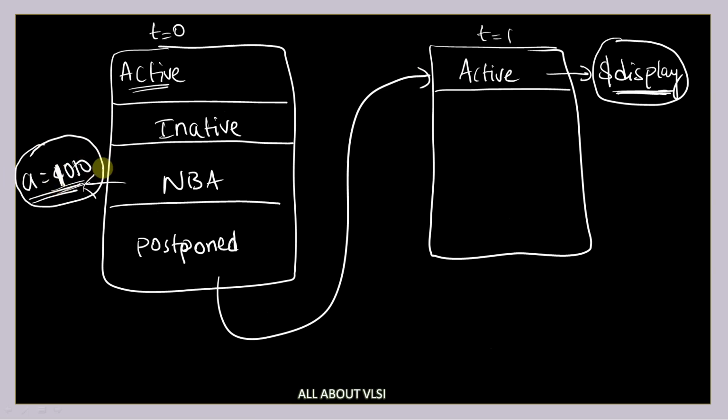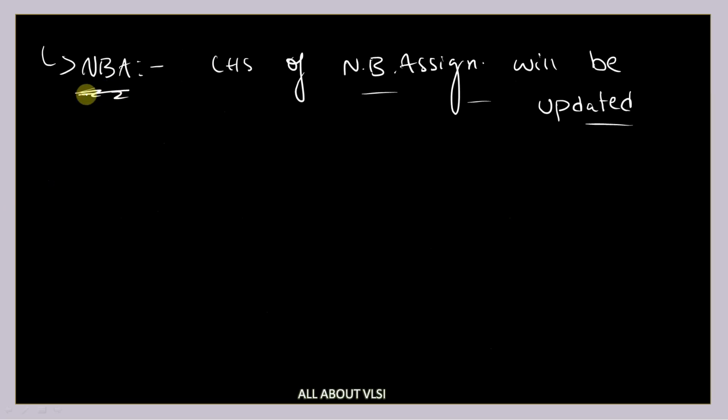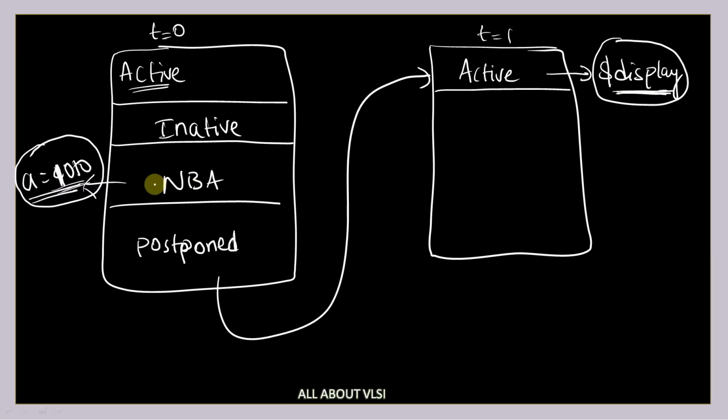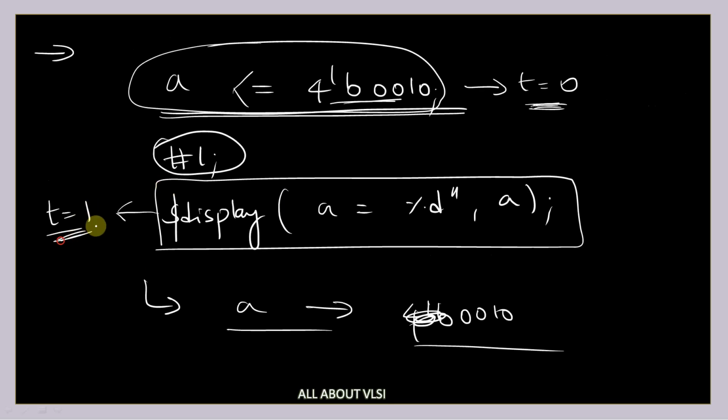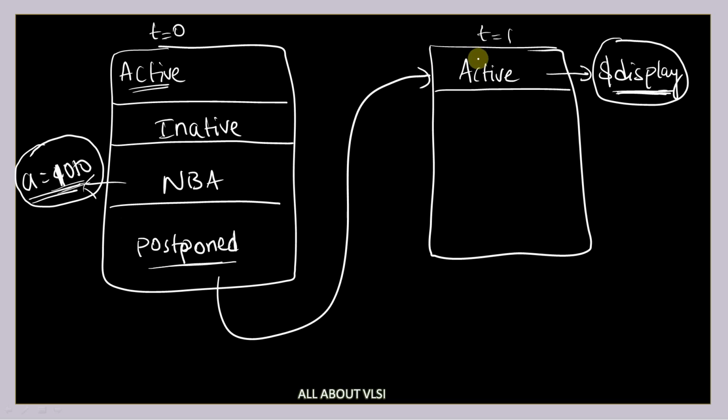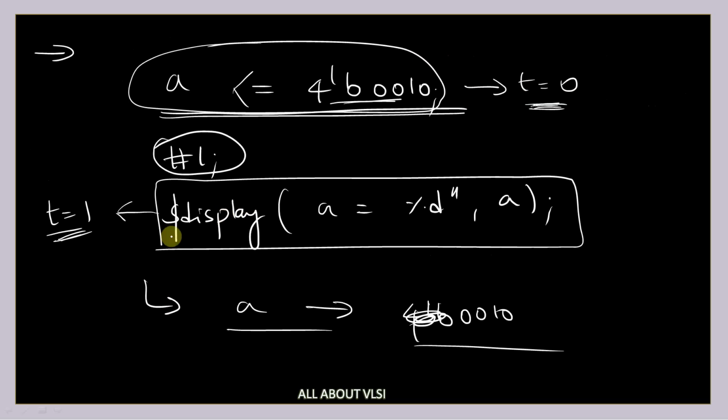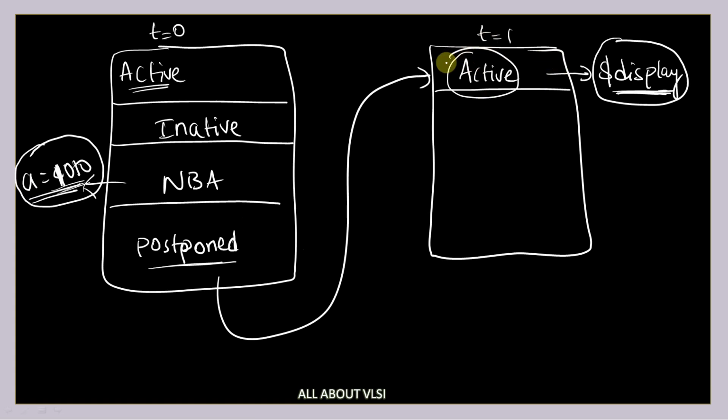This is what is happening. So you need to remember that in the NBA region, the LHS of your non-blocking assignment will be updated, and after that it goes to the postponed region. And we have written #1, so that's why it is going to the next time slot. In the next time slot, in the active region, you have written the $display statement and no other assignment, so it is just printing the previous A value. That's why we are able to get the value that is getting printed.